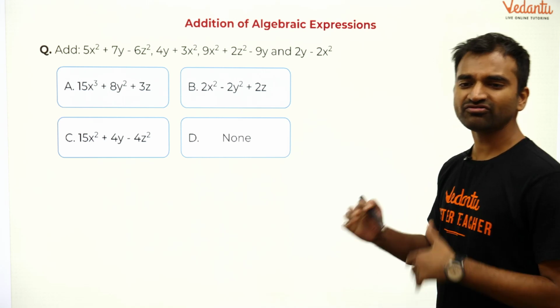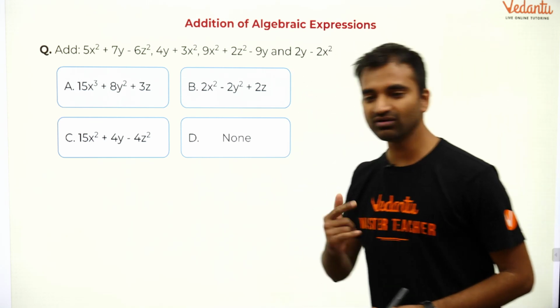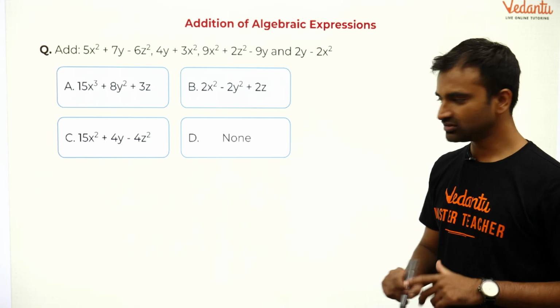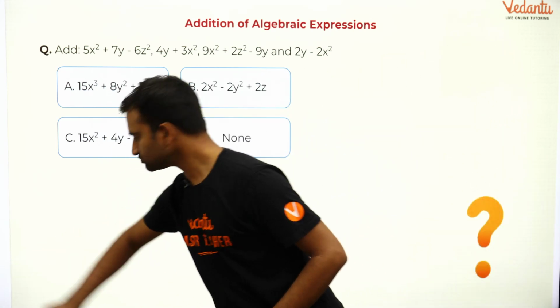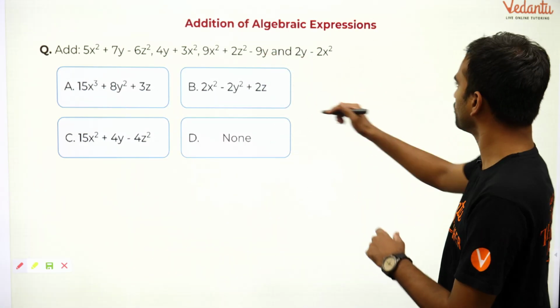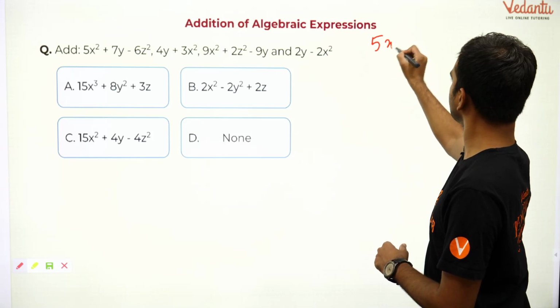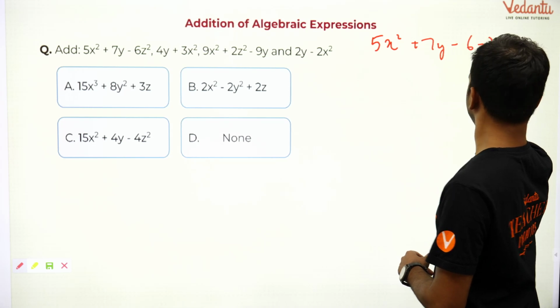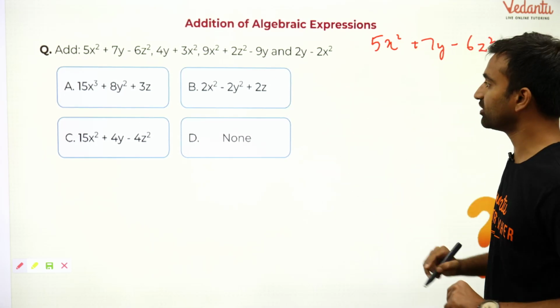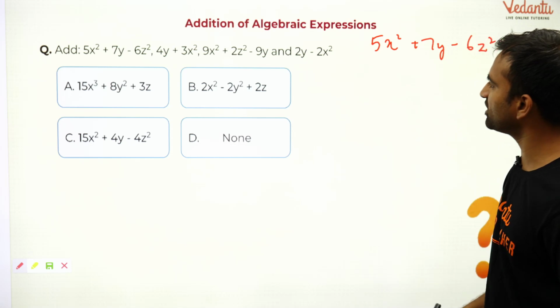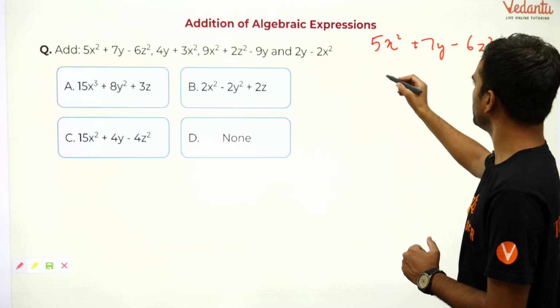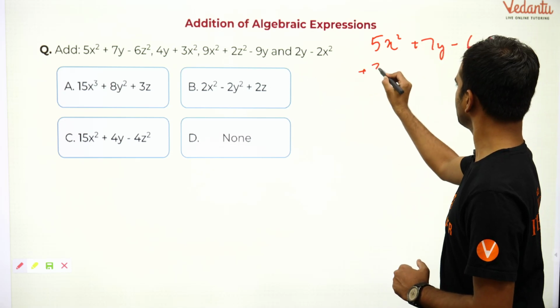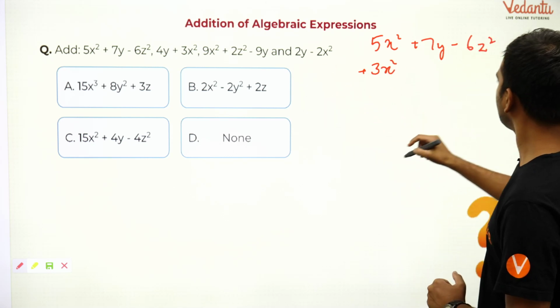Alright, so there is a faster way to do this, right? I will tell you that in a short while. But the longer method is, well, write them down one by one. I have 5x square plus 7y minus 6z square. I have to add all of them, remember. Next is 4y plus 3x square. Just write them below each other, right? You have plus 3x square and plus 4y.